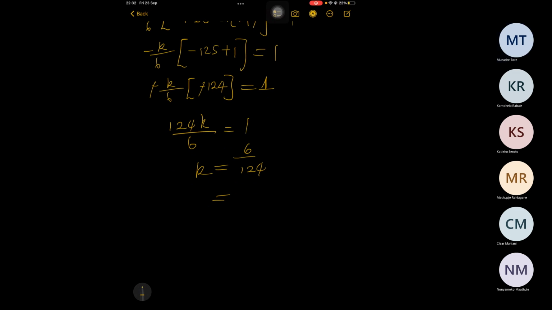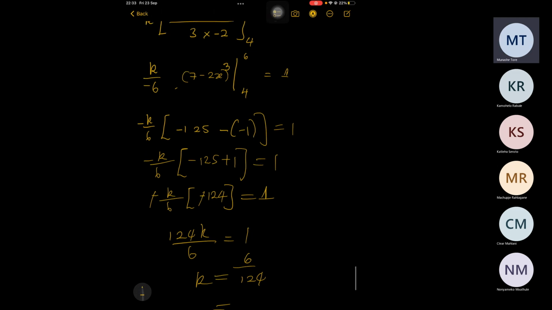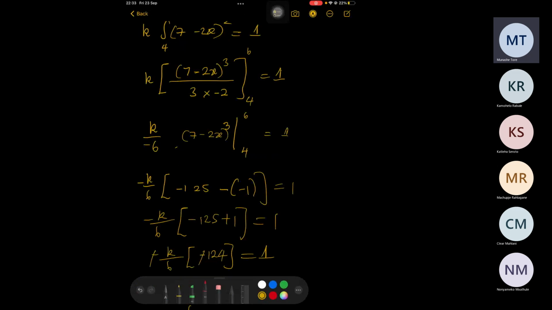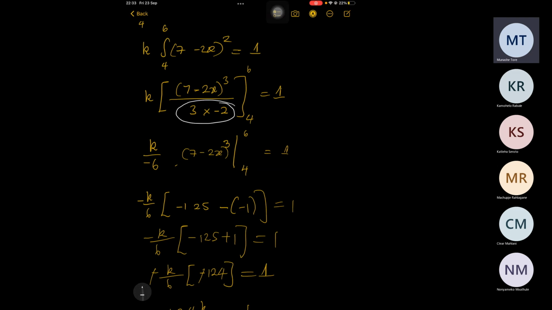Can you please go up a bit? Where did the 6 come from? The k over 6. Let me highlight it. This part. So it's 3 times 2, which is 6, and which is the denominator. Sorry, please repeat. You said it's 3 times 2?